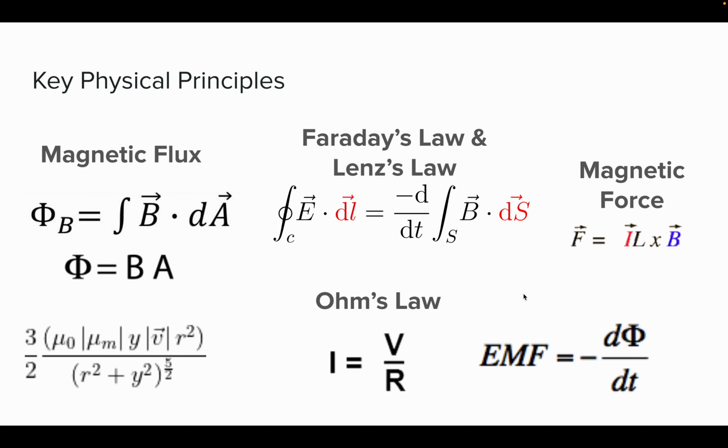Magnetic force, and also we need to know, I didn't mention this in here, Newton's second law: the net force is equal to mass times acceleration, and gravitational force is mass times gravity. And then we need to know that the emf is the negative change in flux, and then current is emf over R from Ohm's law.